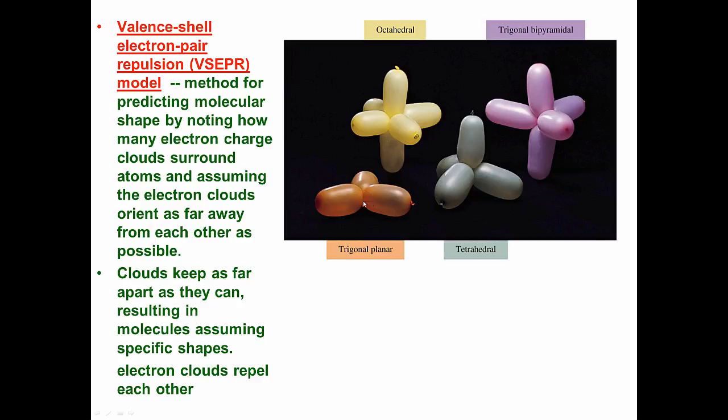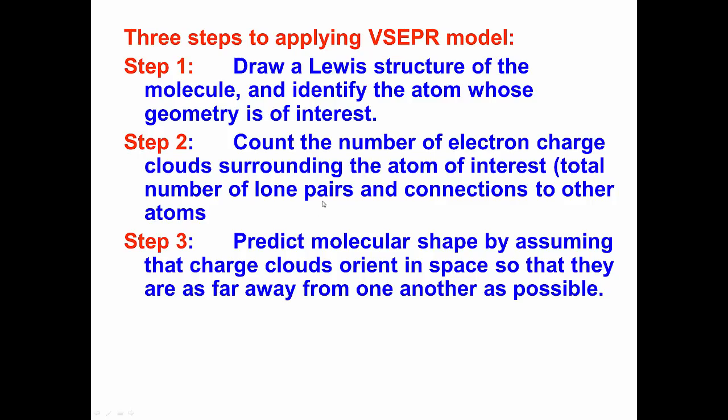So for example, let's say we have these 3 balloons. Let's assume there's a central atom that forms 3 bonds. We call the bonds charge clouds or electron charge clouds. In order for them to be as far apart from one another as possible, they're going to take on the shape of a triangle. So each of these bond angles will be 120 degrees. We'll talk more about this in a moment.